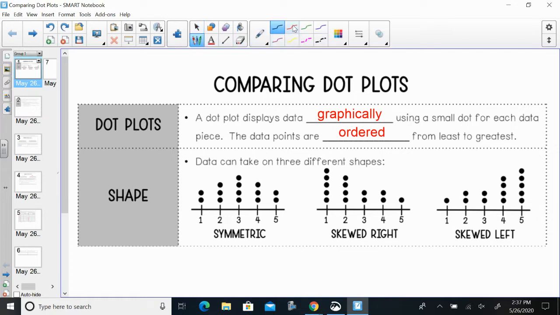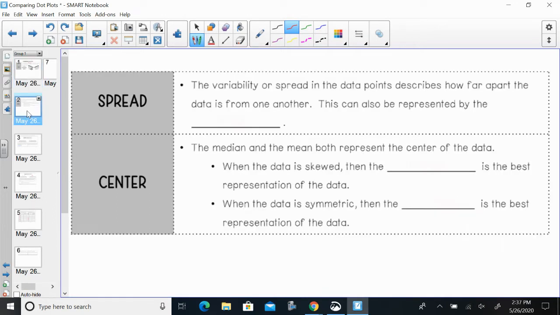We also have skewed to the right. So if you look at this graph right here, we've got our data and the tail is on the right-hand side of the data, so we call that skewed to the right. And then we have skewed left, which is in the opposite direction. The tail of this data is on the left-hand side. So we can talk about shape when we look at graphs.